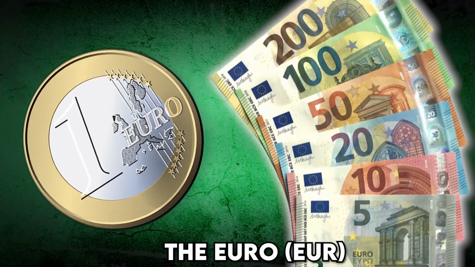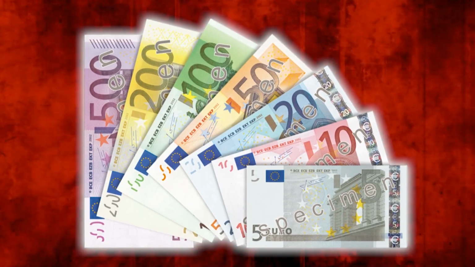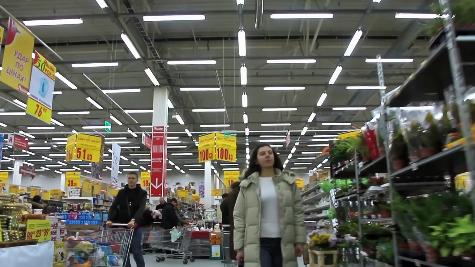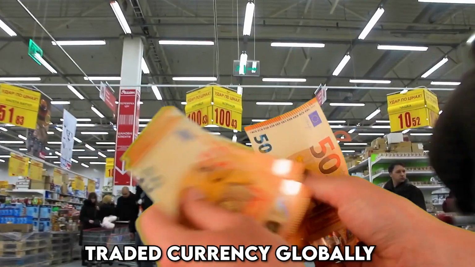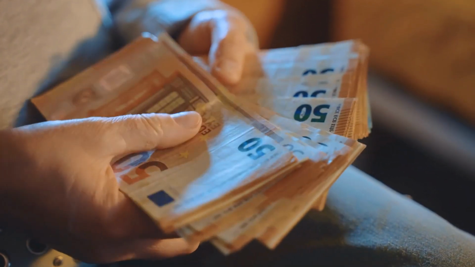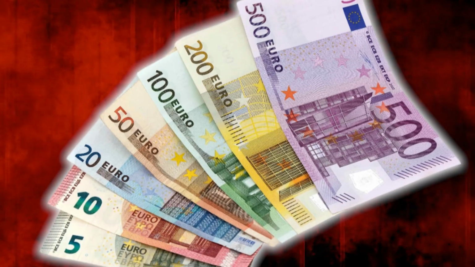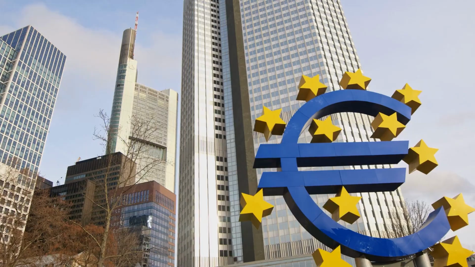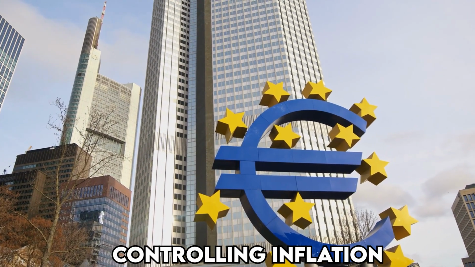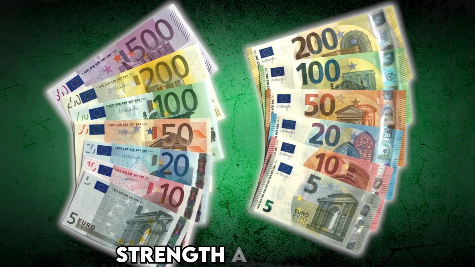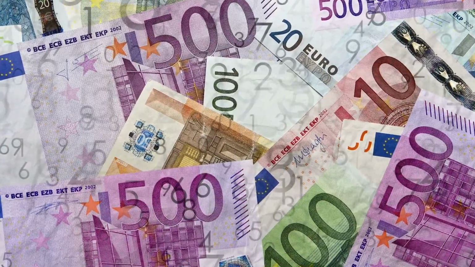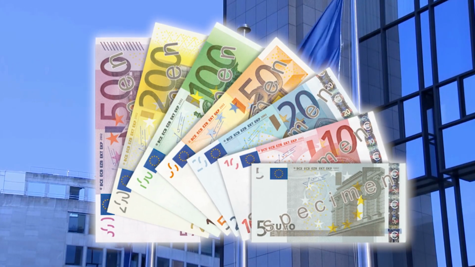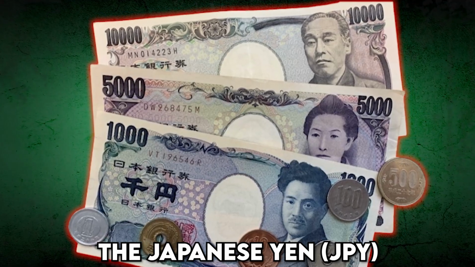The euro, EUR. Introduced in 1999, the euro is the official currency of 20 of the 27 member states of the European Union, making it the second most traded currency globally. The Eurozone represents a large and diverse economic area, and the euro helps simplify trade between European countries by eliminating the need for currency exchanges. The European Central Bank manages the euro and aims to maintain its value by controlling inflation and setting monetary policy. With its strength and stability, the euro is also a major reserve currency, and many countries peg their own currency to it. The Japanese yen, JPY.